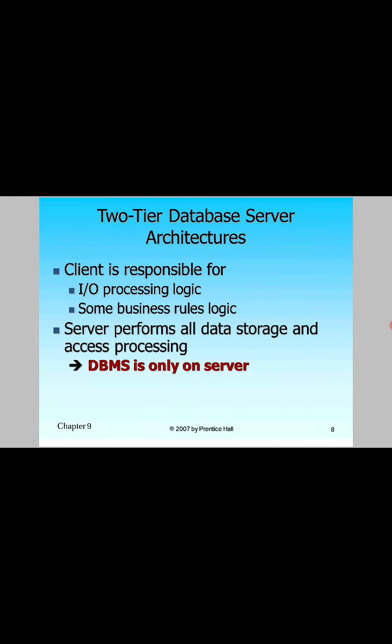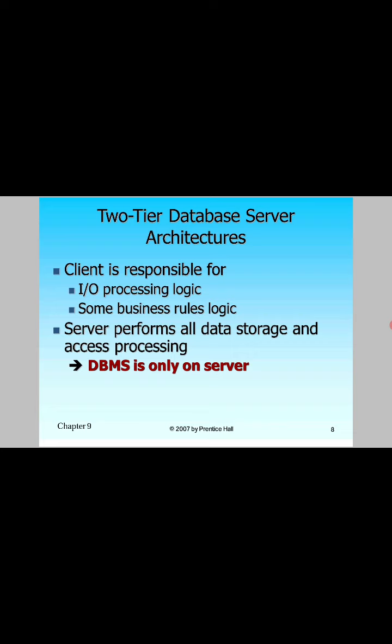So the second one is the two-tier database server. In the two-tier database server architecture, the client is responsible for input output processing logic, and some business rules logic. The server performs all data storage and access processing. The DBMS is only on the server. So the first one is file server architecture, the second one is two-tier database architecture.